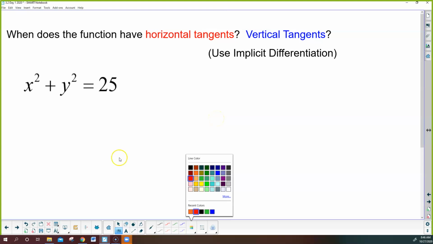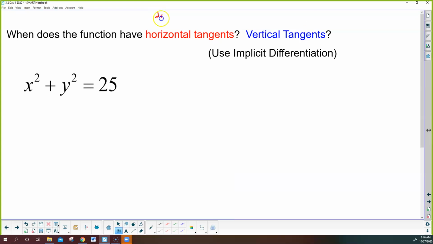So here's what I'd like you to think of. When does the function have horizontal tangents? What do we know about the derivative of anything that has a horizontal tangent? What's the slope of any horizontal line? Horizontal line goes left to right. The rise over the run is 0. So we're looking for what x's and y's combination gives me a 0 slope.